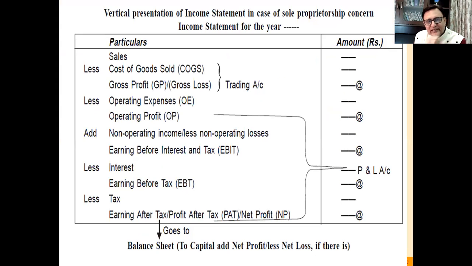Some organizations prepare the vertical form of the income statement that we prepare usually in cost accounting also. Sales minus cost of goods sold, when we have a gross profit, less operating expenses we will have operating profit, less non-operating expenses we will have earning before interest and taxes, less interest, earning before tax, and then tax, and finally we will have earning after tax. So this is the format of income statement in the vertical format.